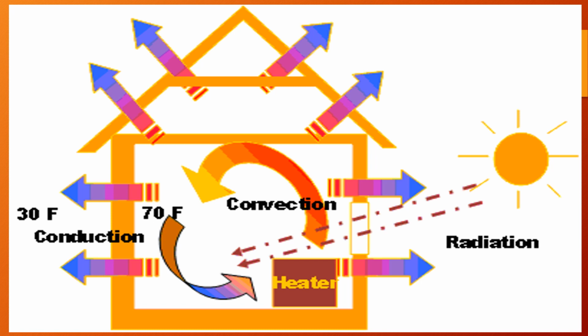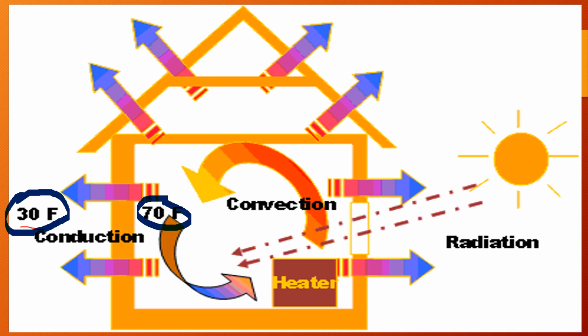Let's see how it is happening. See the temperature difference. Here it is 30 degrees Fahrenheit, and here it is 70. So the temperature inside the house is much more than outside the house. So here the transfer of heat is in the direction of where the heat is less. This is conduction, because the transfer of heat through a medium, that is a solid medium, is conduction.